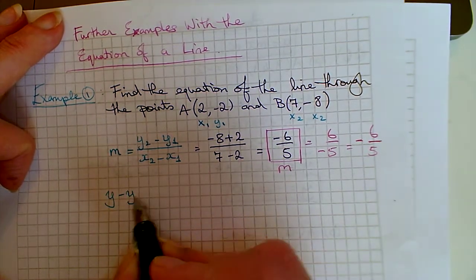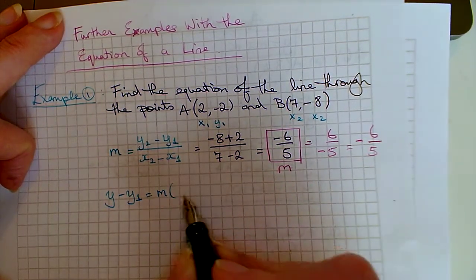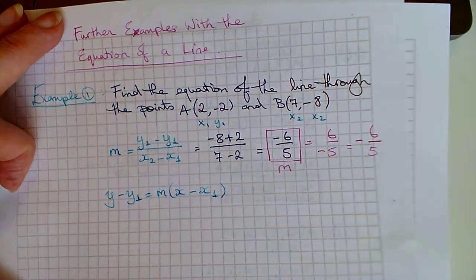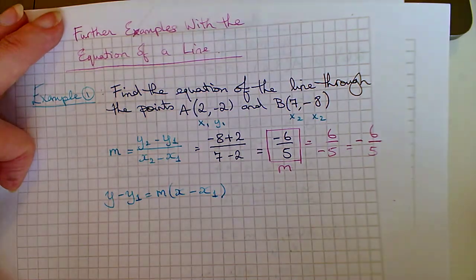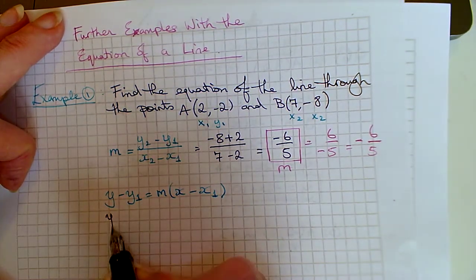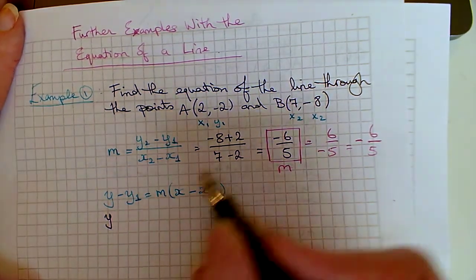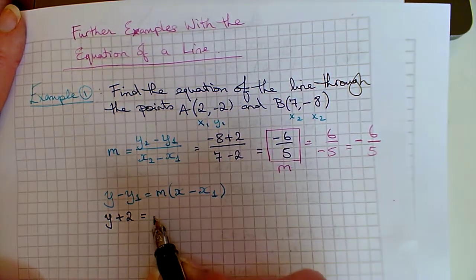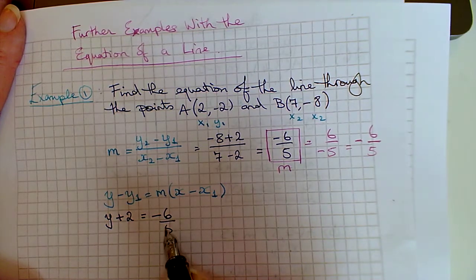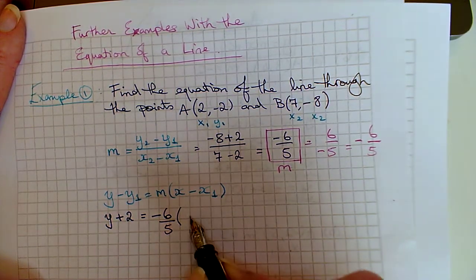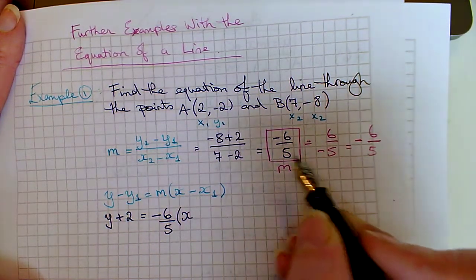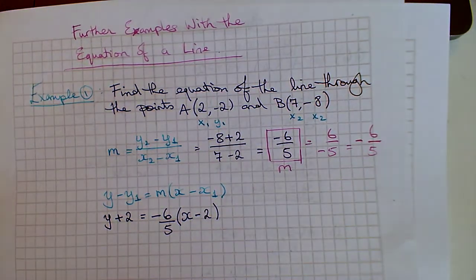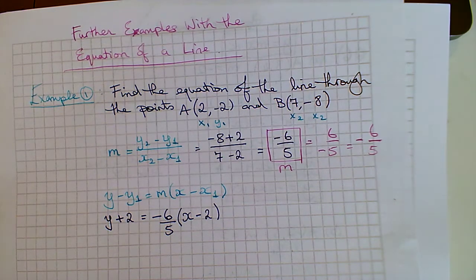Next, I need to fill into my equation of the line formula: y minus y1 equals m by x minus x1. And what I fill in: y stays as it is because I want y in my answer, minus a y1, minus a -2 is +2, equal to -6 over 5 by x minus x1, x minus 2. Okay, so hopefully everybody in the class can get this far.